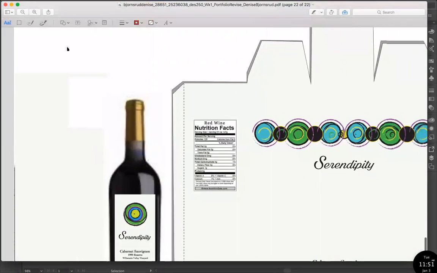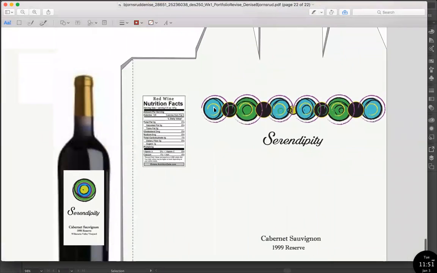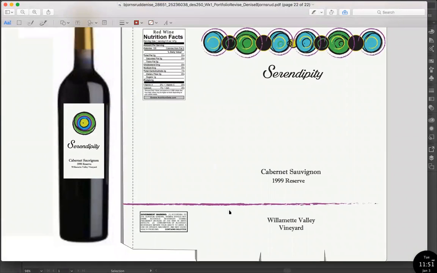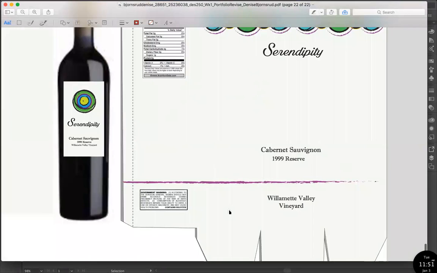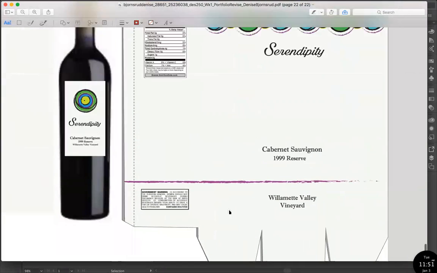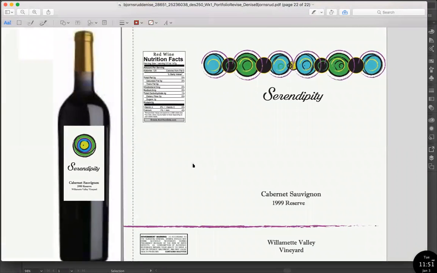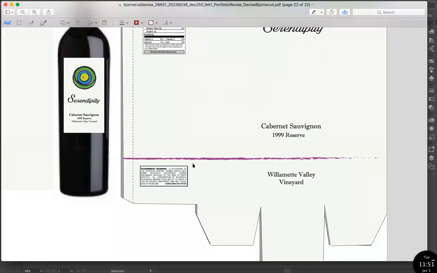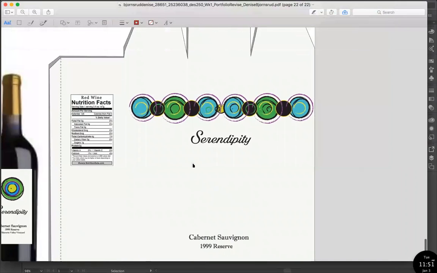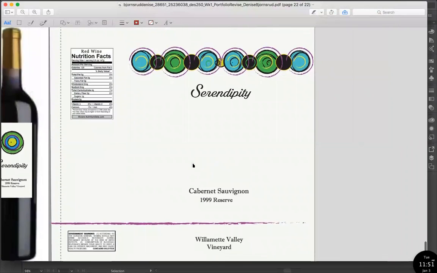Okay, so looking at your wine bottle here, I like this illustrated pattern across the top, and this font you've chosen for Serendipity is very nice. Yeah, overall, I think this looks really nice.